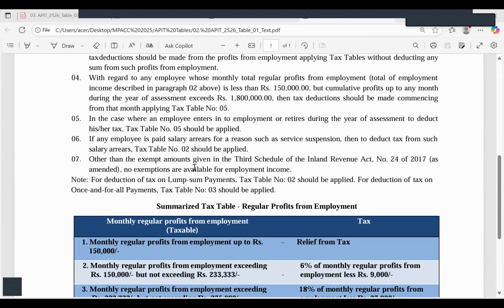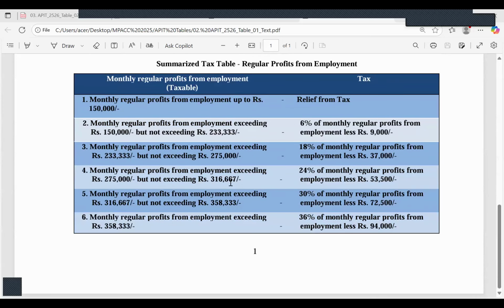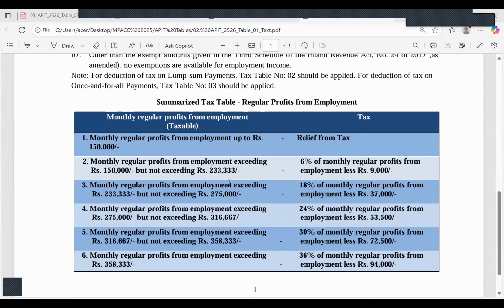Other than the exempt amounts given under the third schedule, no exemptions are available for employment income. So exemptions should be considered in the calculation of this employment income. This is the table. Prior to this is the summarized tax table. We can use this summarized tax table for the calculation of regular profits.